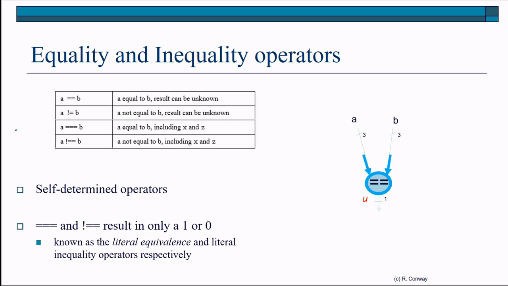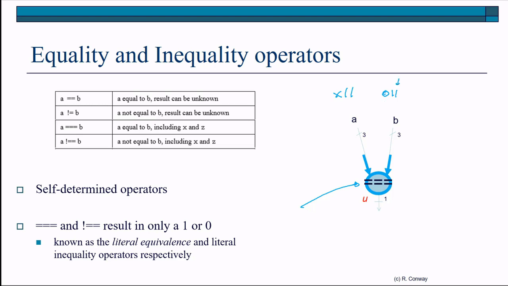These are known as the literal equivalence operator and the literal inequality operator. They can also be referred to as the case equality and case inequality operators. Taking an example with the literal equivalence operator, the way in which it works is that when two values are compared, the output is a 1 when the bits match exactly. So what this means is that in the case of having something like this, we only have a match if the bits match exactly. So let's go through it.